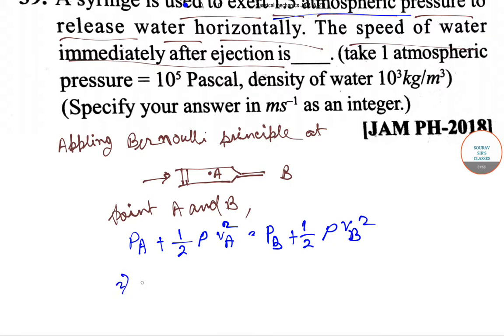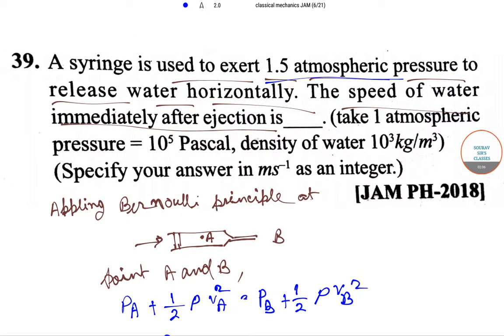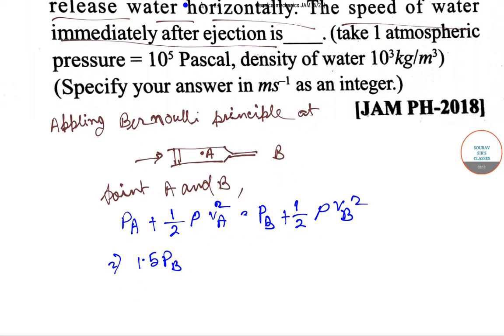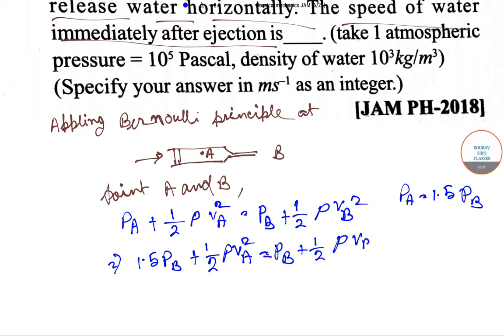So here PA is equal to 1.5 PB, since the syringe is used to exert 1.5 atmospheric pressure to release water horizontally. So PA equals 1.5 PB plus half of rho VA square, and this equals PB plus half of rho VB square.